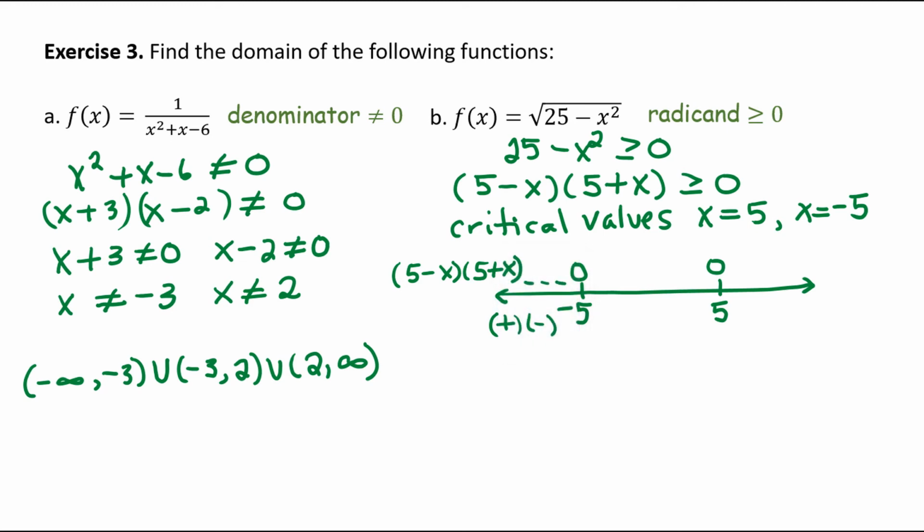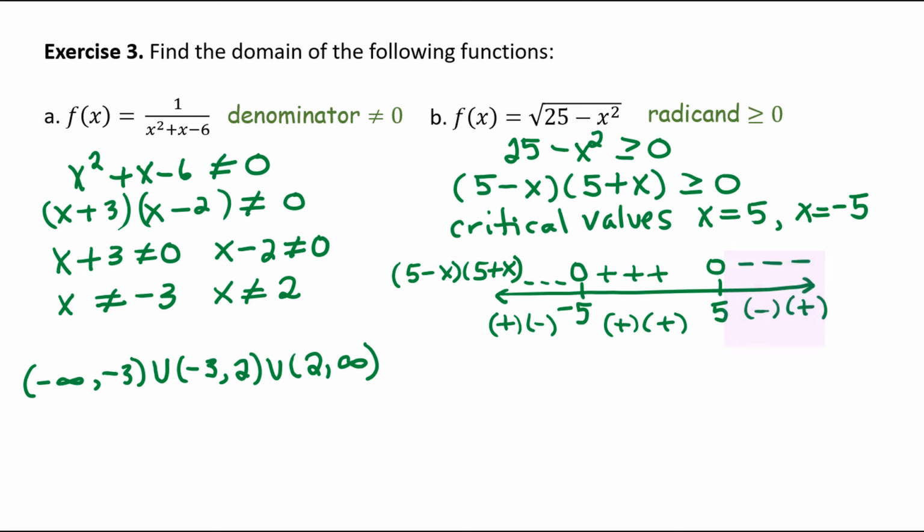Let's select a number in the middle region. Between a negative and a positive, an ideal number to select is 0. So 5 minus 0, that's a positive. 5 plus 0 is also a positive. The product of 2 positive numbers is positive. And now let's select a number greater than 5. I'll select 6. 5 minus 6 is -1, which is a negative. 5 plus 6 is 11, which is a positive. And the product of a negative and a positive is negative.